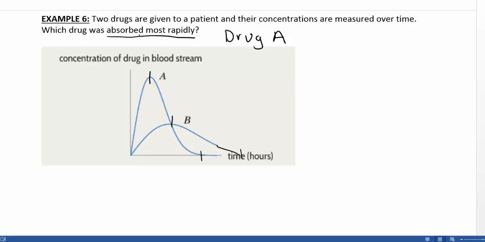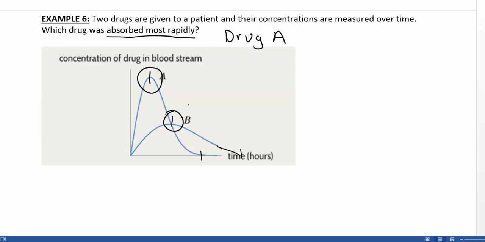So again, if you're looking for when drugs are absorbed most rapidly, you're looking first for the peak, and then if the peaks are different, then you want to see which one came first. So here A came first, so it was absorbed most rapidly. If, however, you're in a scenario where the peaks are the same, then you want to see which one gets out of the body first. In this case, drug A also gets out of the body first, so it qualifies for both conditions. But we look at the peak first, and then if you can't tell which one peaked first or if they're the same, then you look at which one leaves the body first.